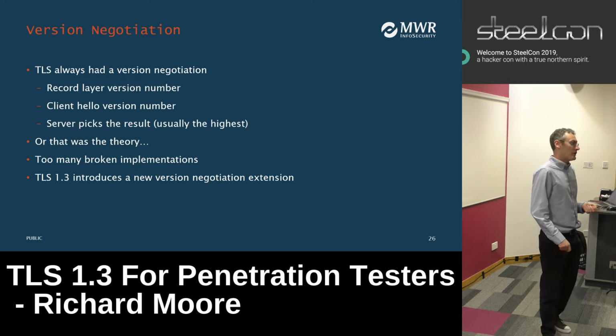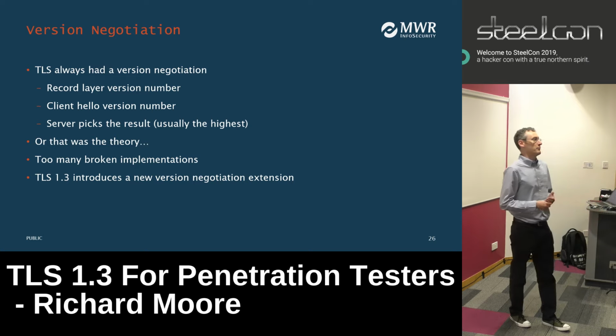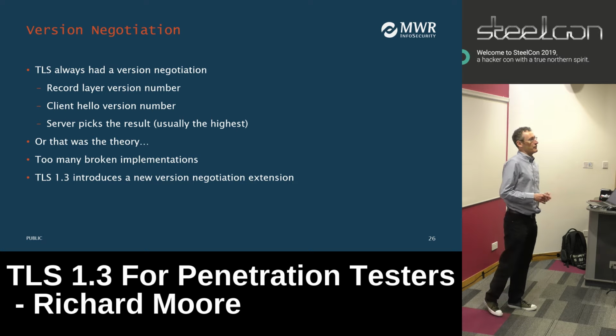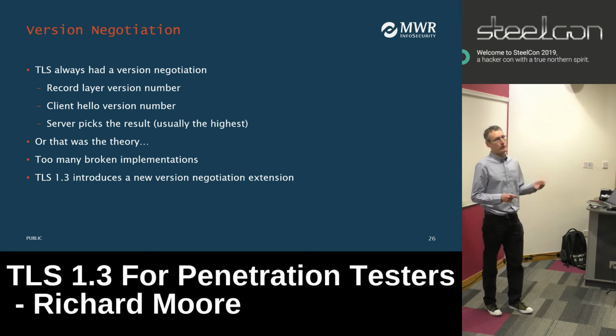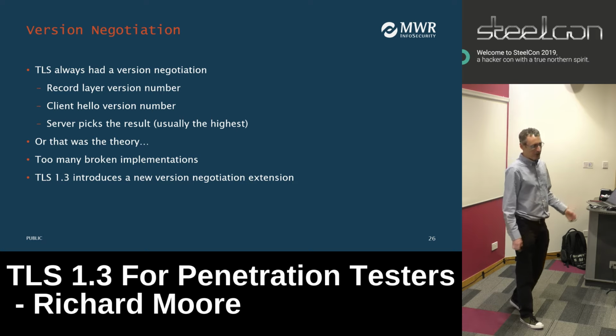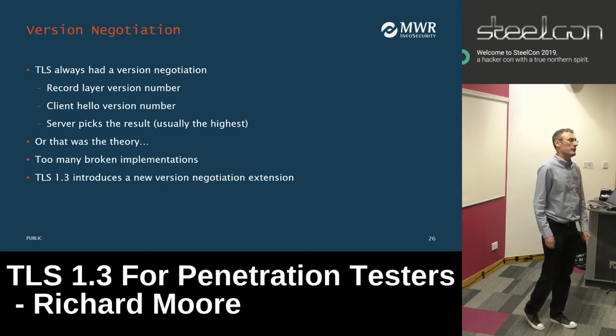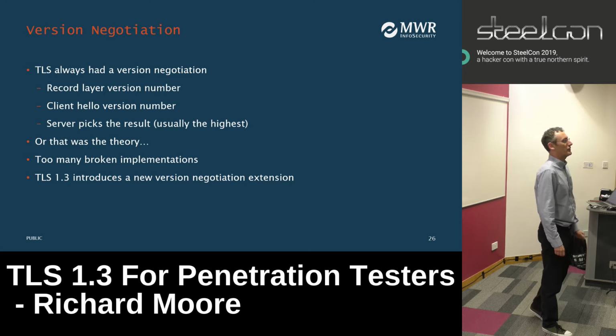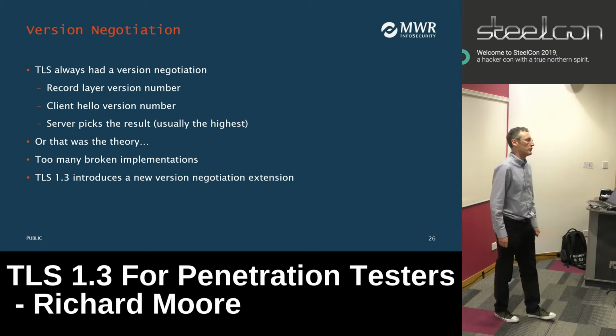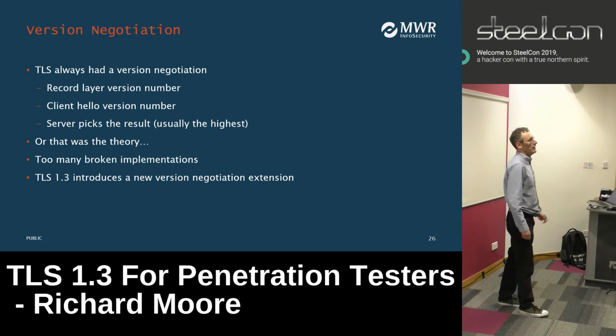So instead what they've done is they've added a whole other version negotiation mechanism, which is another extension in the client hello. So you say, this is the versions I want to do. So nice and simple. Whether it'll work, who knows. I suspect that when the next version comes along, it'll turn out that people have been hard-coding that as well.